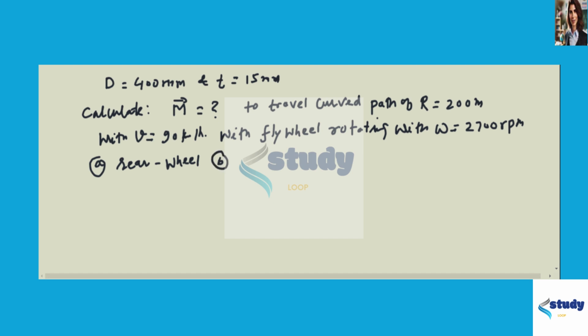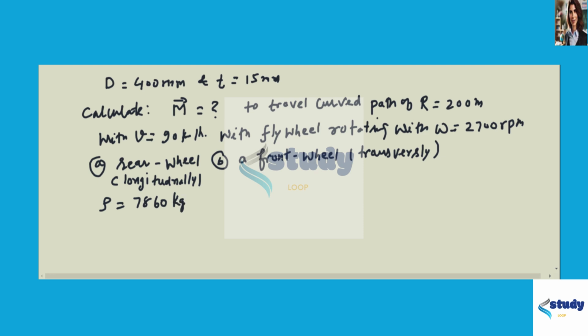Second, front wheel drive with engine mounted transversely. So it is mounted longitudinally and it is mounted transversely. Density of steel is given, 7860 kg per meter cube.